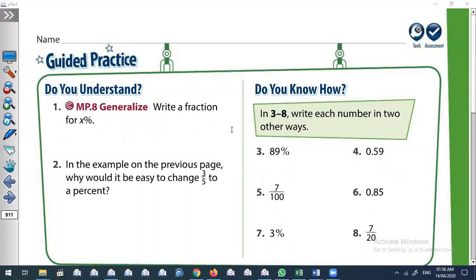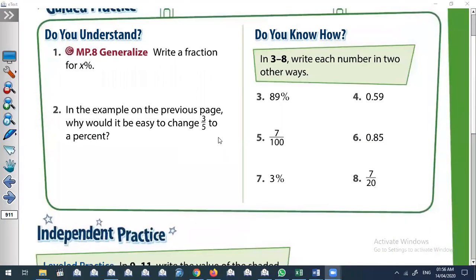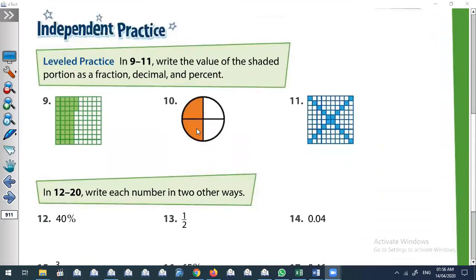Let's solve another exercise. Here, write the value of the shaded portion as a fraction, decimal, and percent. As I told you before, you have to start with percent first. So here, what is the percent of this shape? Let's count first, as usual. 10, 20, 30, 40, 43. So it will be 43%.